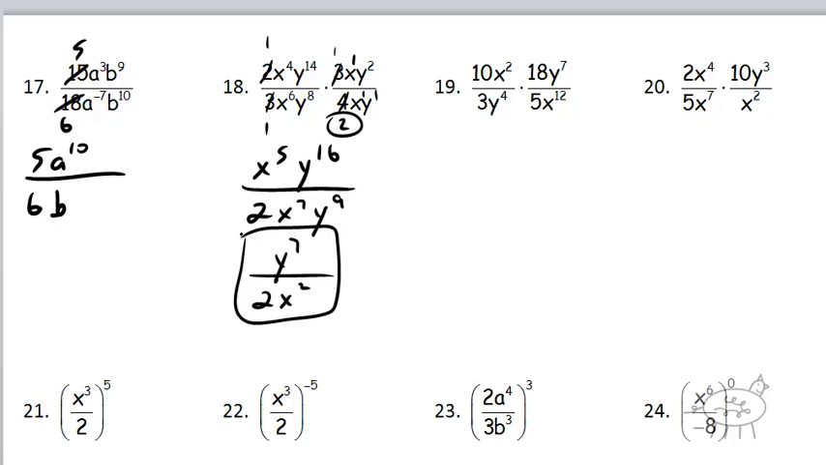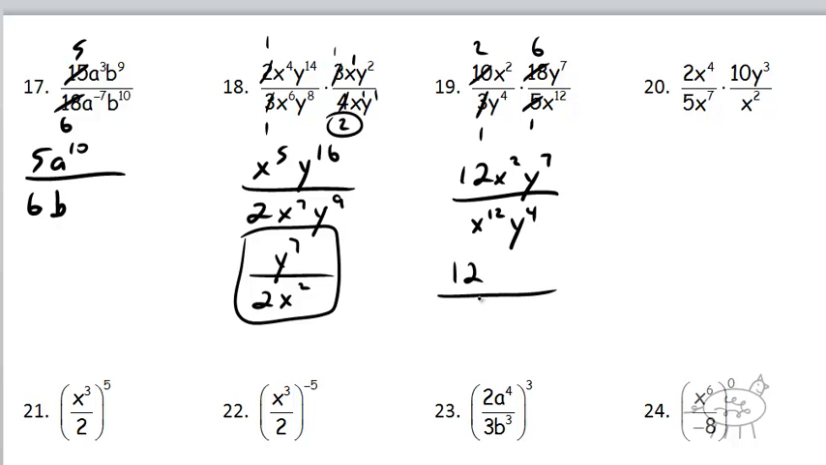Okay? Alright, let's keep going here. This is a 10 and a 5, so this is a 2 and a 1. And this is a 6 and a 1. Okay, so let's put everything together. We got 12 x squared y to the 7th over, let's just keep it in order, x to the 12th, y to the 4th. Okay, so 12's on top. Who wins with the x's? The bottom by 10. Who wins with the y's? The top by 3. There you go. That's your answer.